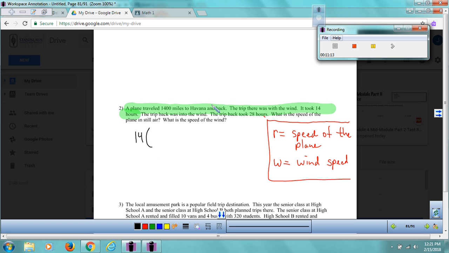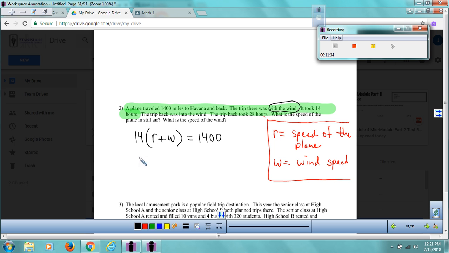Well, they had with the wind, right? With the wind, which means the wind was helping. So if you take the plane's speed, R, and add the wind, see the wind was helping, so we're adding it. It was actually increasing the plane's speed, right? Okay, and then that will equal the total distance. Okay, so this is on the way out because the wind was helping, all right?